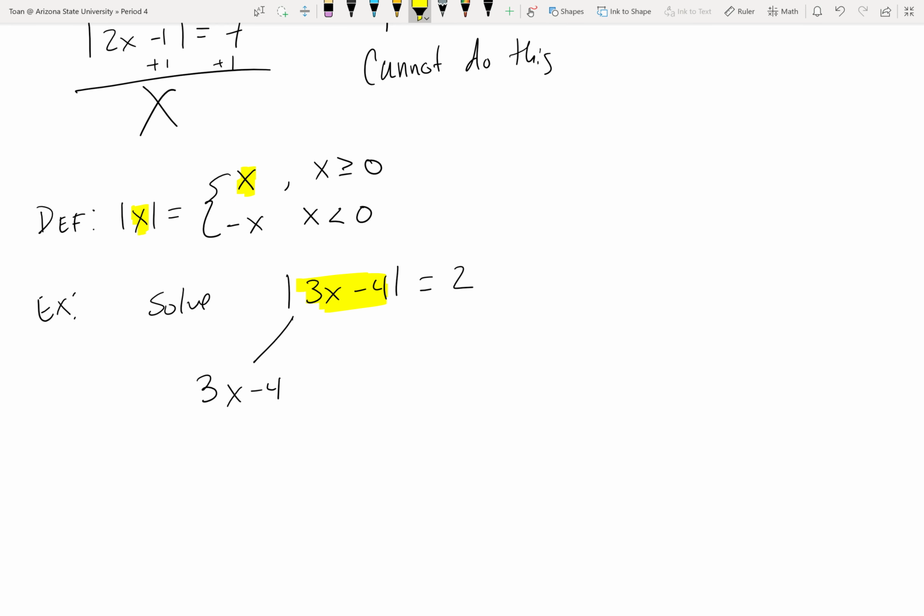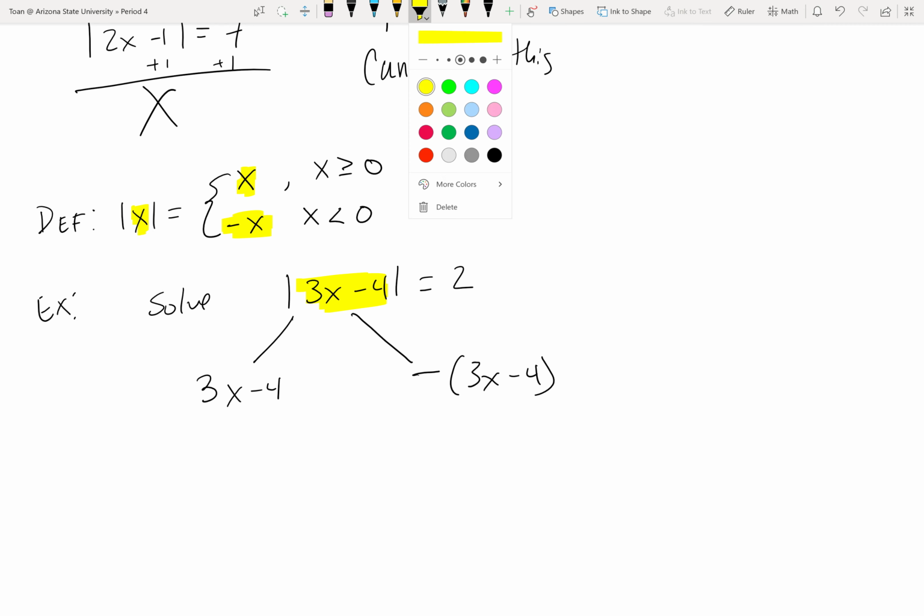But notice the definition also says it is possible to get the opposite of what you put in out. So this absolute value of 3x minus 4 could also give me the opposite of 3x minus 4. All I did was I just followed the definition. Absolute value, same thing out, or opposite thing out. But if we check, the original problem says this absolute value could equal 2.